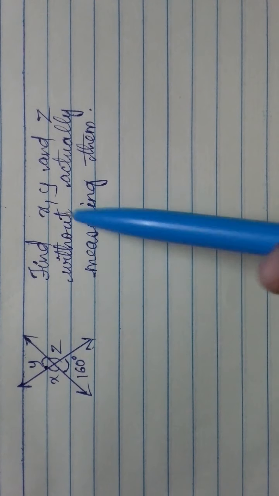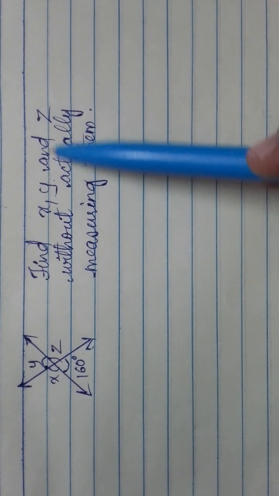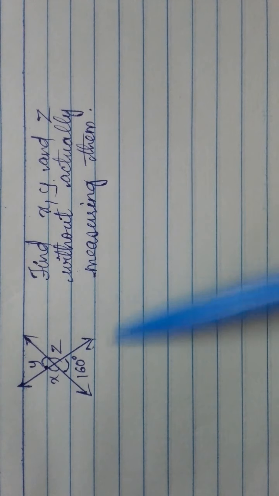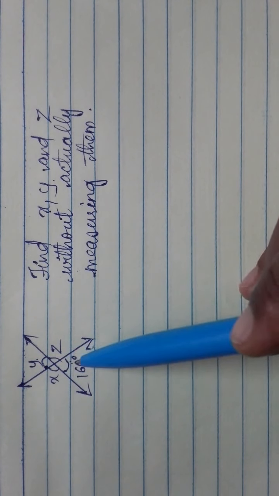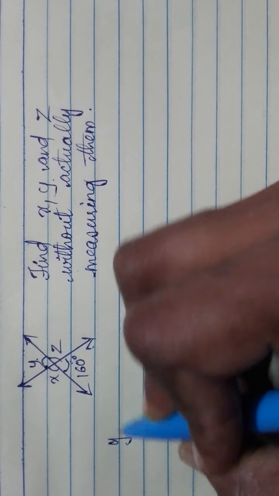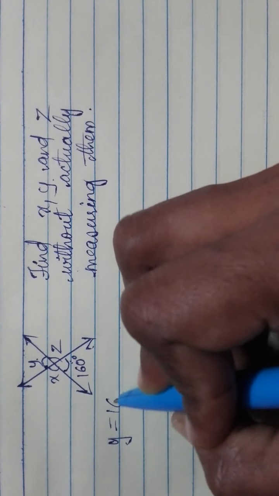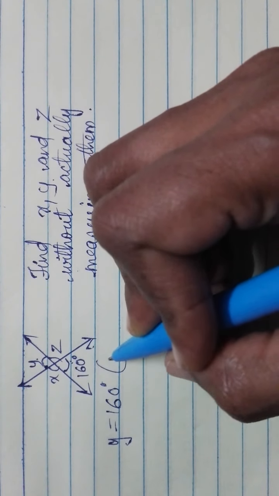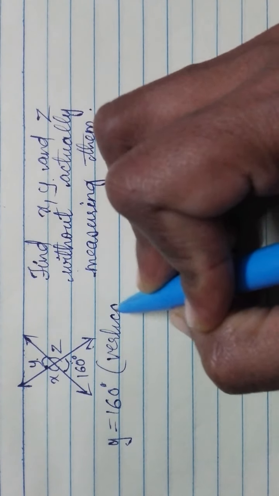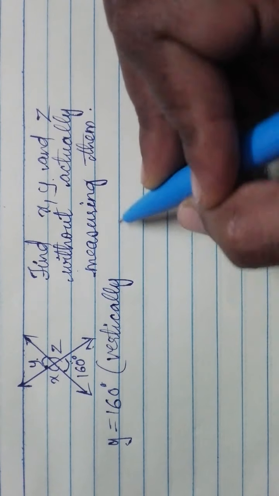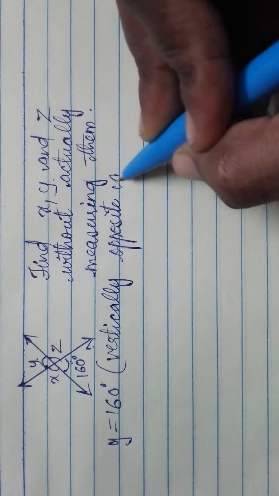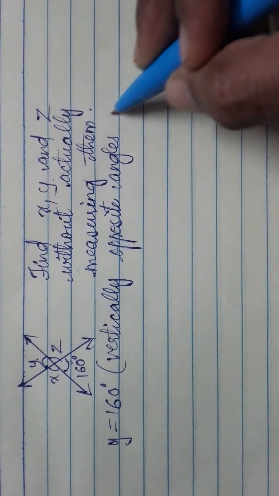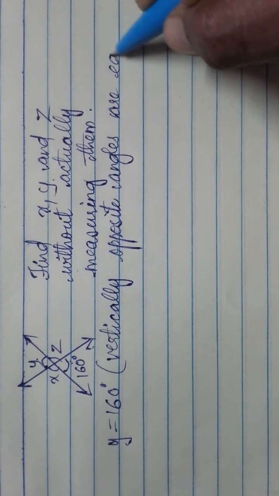So here we are going to see vertically opposite angles now. Find x, y and z without actually measuring them. You know that vertically opposite angles are equal. So from that you know that y is equal to 160 degrees. What is the reason? Since vertically opposite angles are equal.